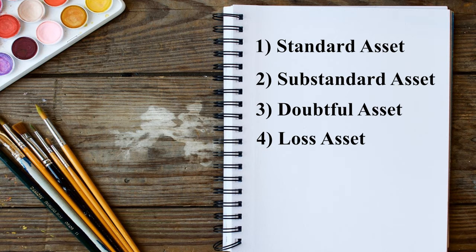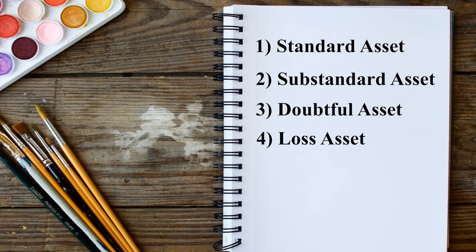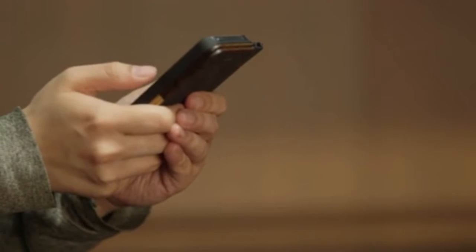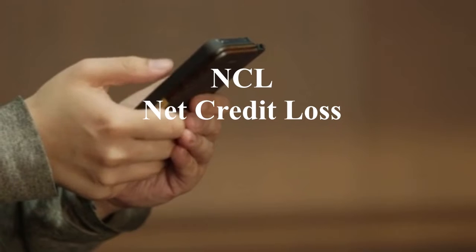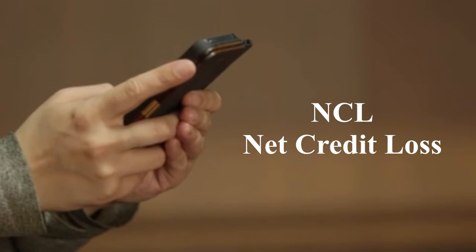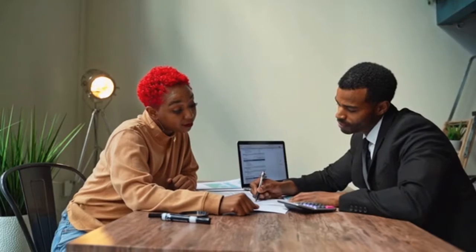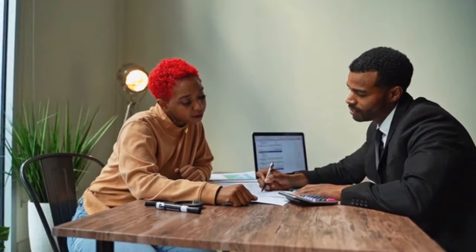Now the fourth and the last one is loss asset. These are assets where loss has been identified by the bank, internal or external auditors, or the RBI inspection, but the amount has not been written off wholly. That is considered a loss asset. Now there is one term you should be aware of, that is NCL, which we call net credit loss. In this, the bank will submit the list under NCL to RBI at the end of every year along with the complete list of defaulters and their NPA.